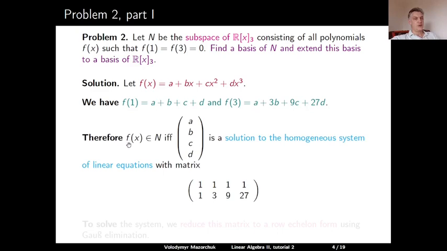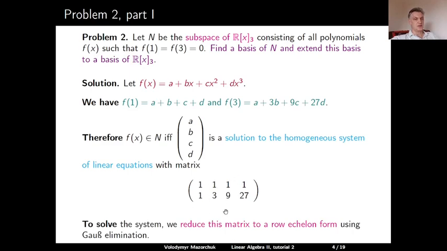Therefore, the polynomial f of x belongs to N if and only if the vector a, b, c, d of coefficients of this polynomial in the standard basis is a solution to the homogeneous system of linear equations with matrix: first row 1, 1, 1, 1, the coefficients in f of 1, and the second row 1, 3, 9, 27, the coefficients in f of 3. In order to determine a basis in N, we need to solve this system.